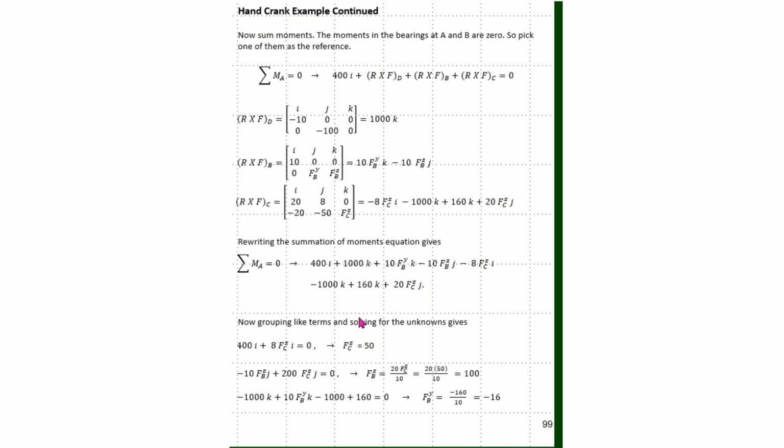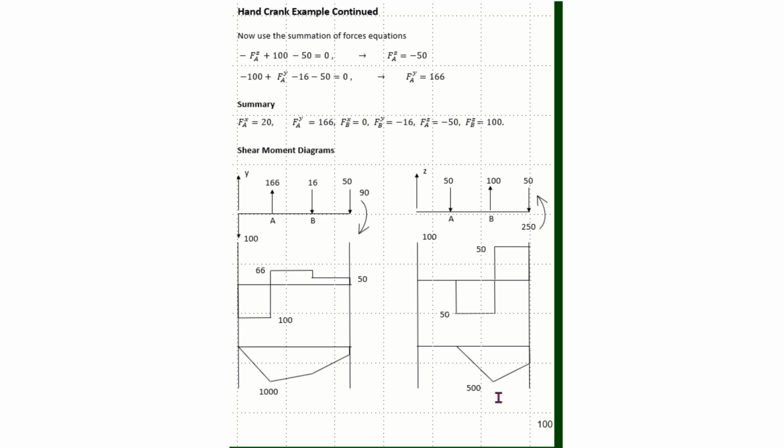Now I can group like terms. In grouping like terms, I can solve for FCZ, FBZ, and then from my summation of moment forces equation, I can get FBY as minus 16.